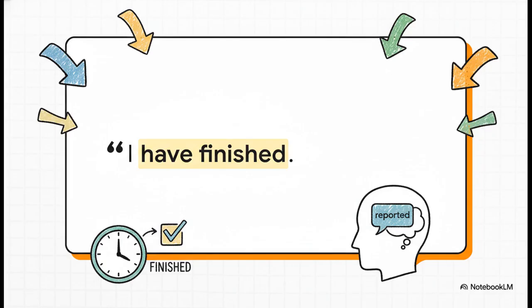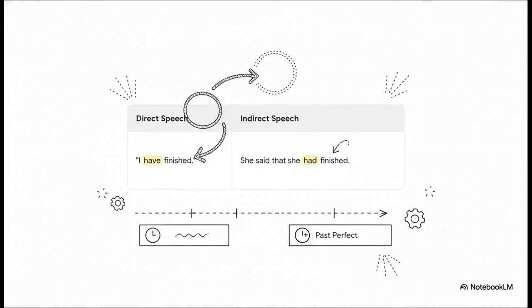Okay, what about the present perfect? Let's say the original speaker says, I have finished. You guessed it, it follows the pattern to a T. Present perfect, have finished, takes that one step back to the past perfect, had finished. Basically, have just becomes had. She said that she had finished.